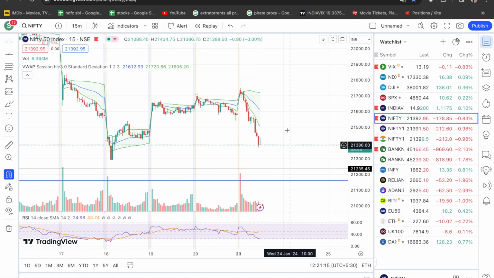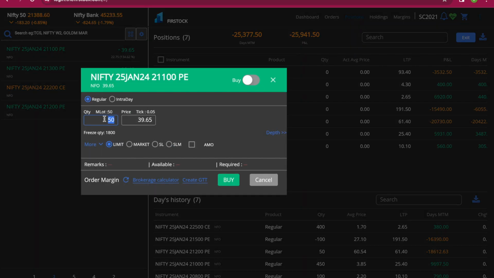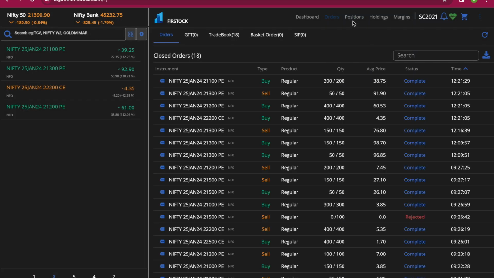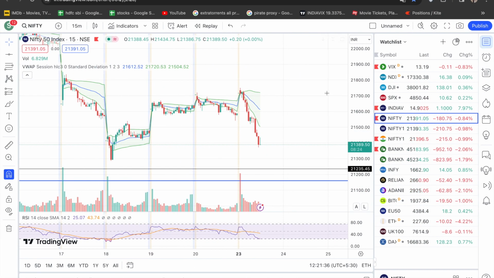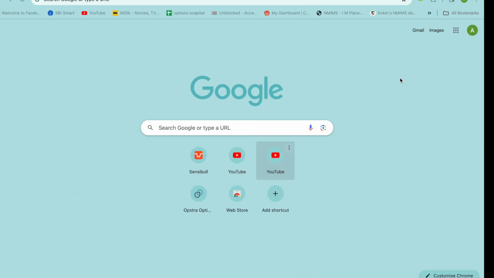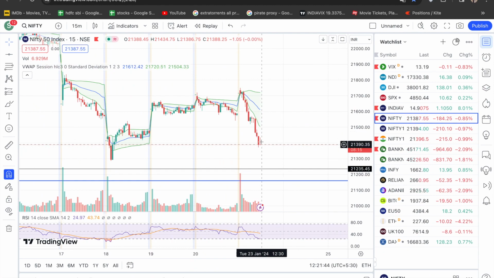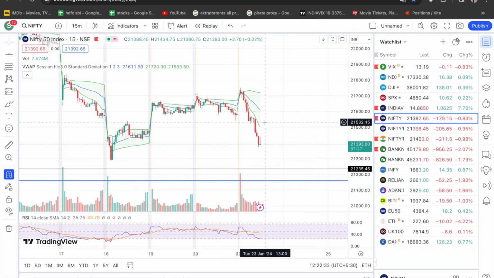So for now there's a huge range over here, and what I think is we can buy 21,100 options. So I'm just going and buying 21,100 options over here. This is 200, and I just go ahead and buy it. Now let's see how the market moves, and how this option reacts at 21,100. I'm going to see some positive action in this option, and the market is going to come down drastically from what I see and from what this candle depicts. And we'll do the option buying adjustments from here.